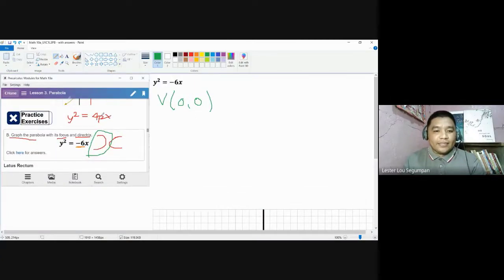The focus is to be achieved if we do have the value for p. So again, this equation is expressed as y squared is equal to 4px. Just by simple comparison, we might notice that -6 here is equivalent to 4p. This is -6 is equal to 4p. And then divide both sides by 4, you will get a value of p which is -3/2.